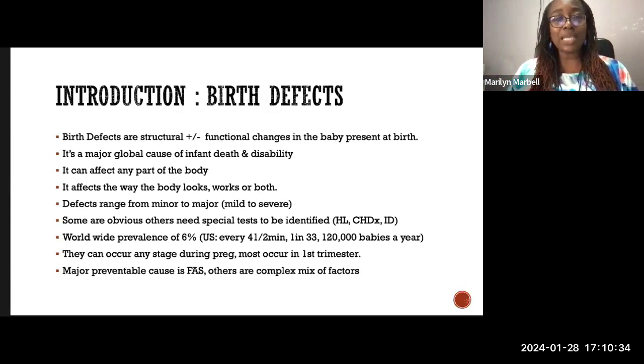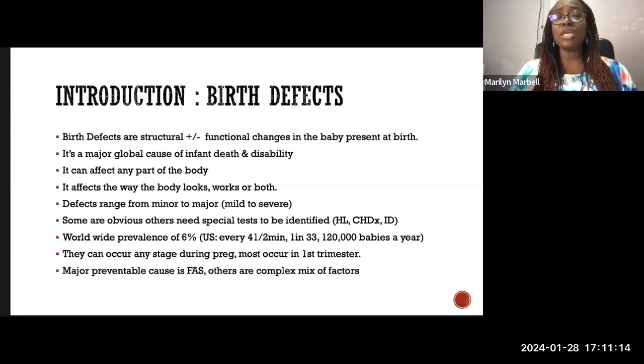The most important thing I want you to go away with is that the major preventable cause of birth defects is called fetal alcohol syndrome. This is more of a major defect. And this is when a woman takes alcohol during pregnancy and it can affect the fetus, it can affect the baby in different ways. So that's one preventable one, because if there's no alcohol in the system, there's no way you can get fetal alcohol syndrome. So I want us to remember that and be advocates for fetal alcohol syndrome.